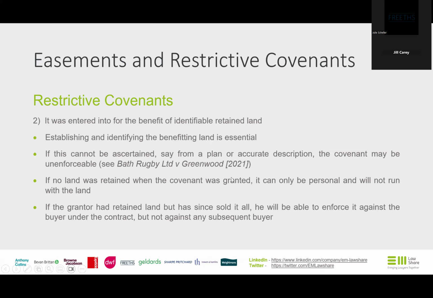So if no land was retained when the covenant was granted, it will just be a personal covenant and it won't run with the land.